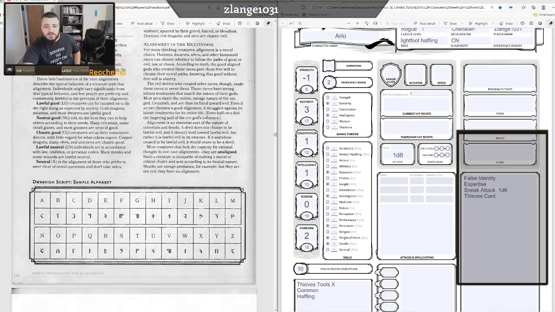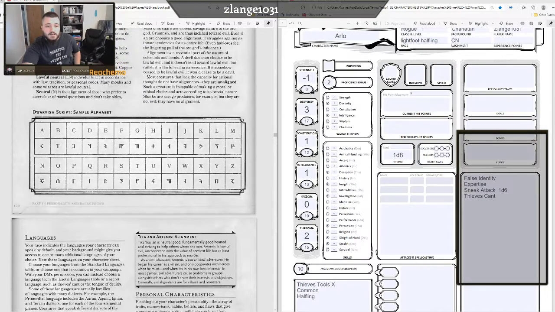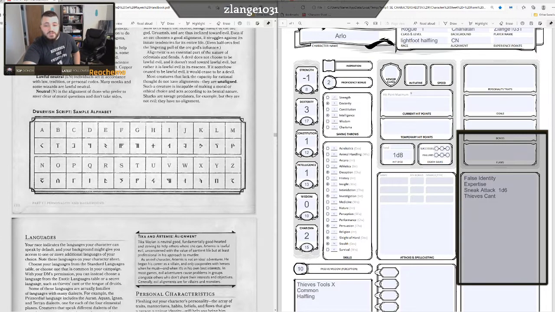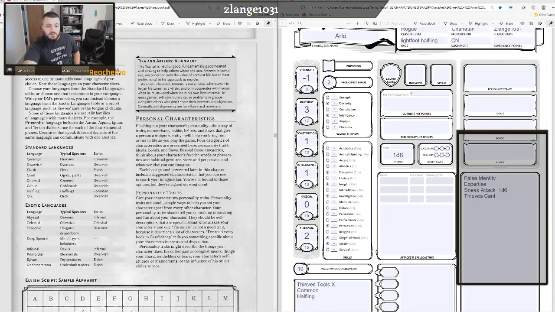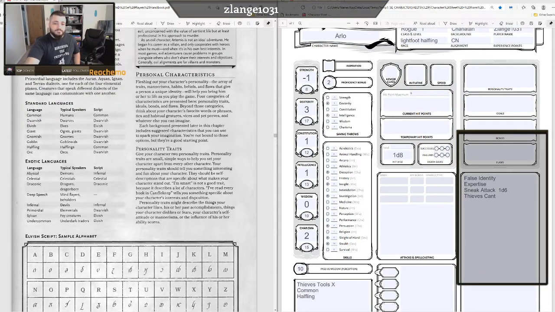Alignment in the multiverse. So you have examples of scripts. You've got your Dwarvish, your Elvish down here. And this talks about your standard languages, who speaks it, and what the script is in the form of.